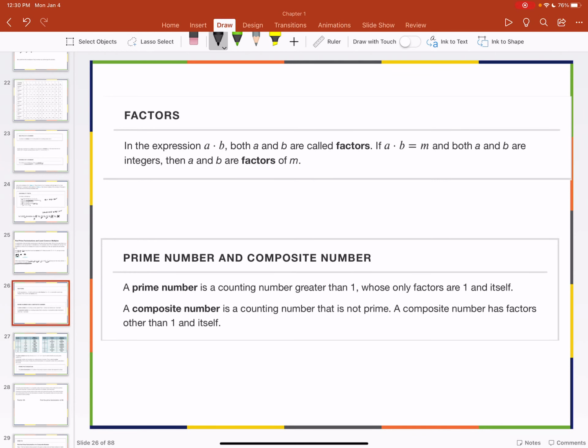All right, so let's see here. We have an expression A times B. A and B are called factors. If A times B is equal to a different number, M, and both A and B are integers, then we say that A and B are factors. Okay, so factors are integers.